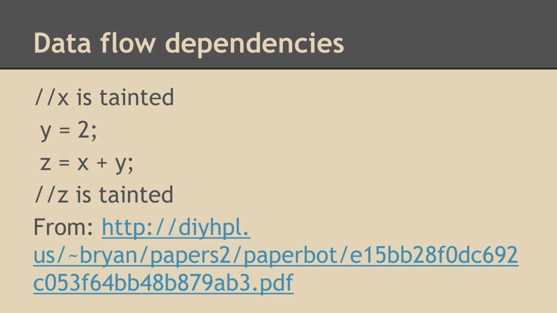As I was saying earlier, there are two types of dependencies: data flow dependencies and control flow dependencies. Data flow is effectively this: consider X coming from user input, and thus it is tainted. Say we statically assign Y to 2, and Z is the sum of X plus Y. Z is then marked as tainted because it is influenced by a tainted source, but Y is not marked as tainted. It's rather straightforward.